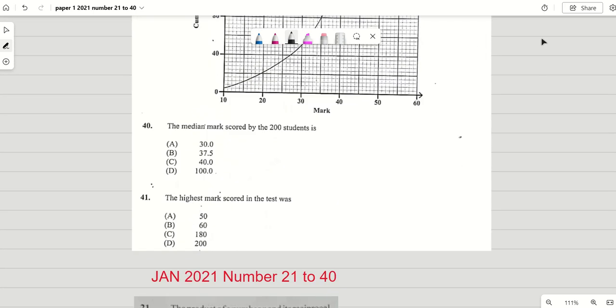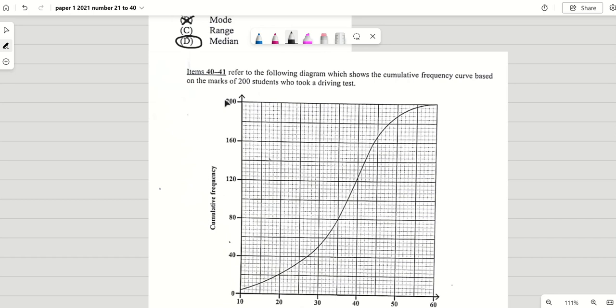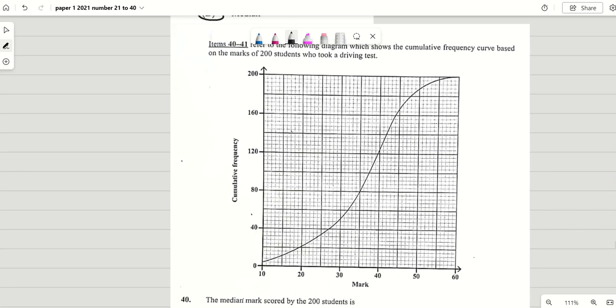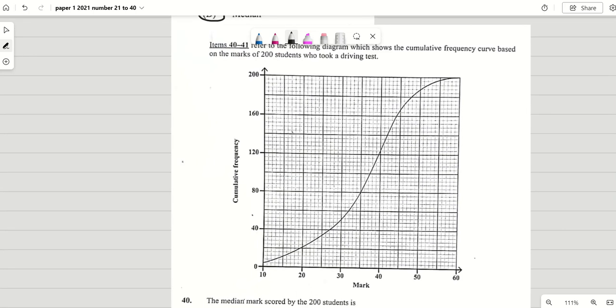40, this is why I said that some of these I had to add some extra questions. Usually we would have done from 21 to 40, but we have to do 21 to 41 because this question has 40 and 41 in one. Item 40 and 41 refers to the following diagram which shows the cumulative frequency curve based on the marks of 200 students who wrote a test. The median mark of 200 students, so the median is 200 divided by 2, which is 100. So you're going to look for 100.